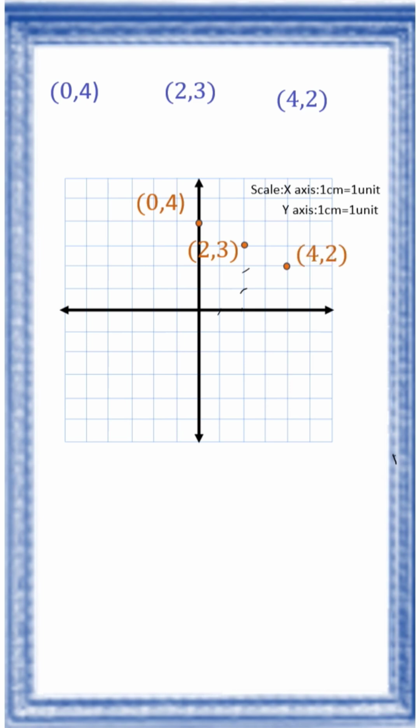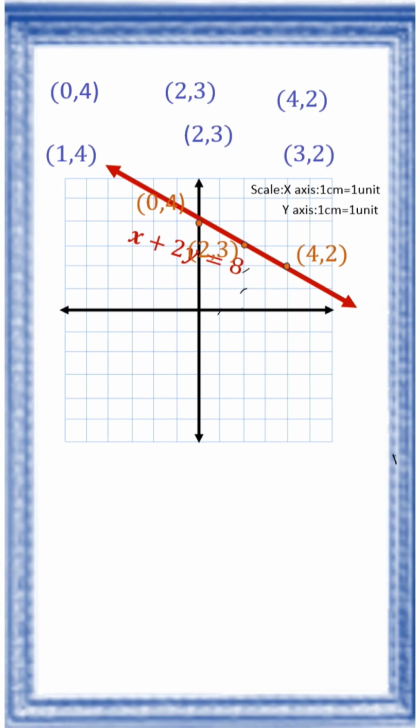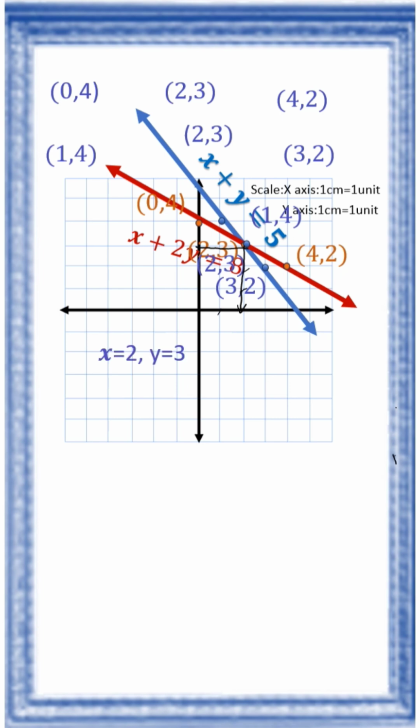Join the points with the line that passes through all the points. This represents the equation x plus 2y is equal to 8. 1, 4, 2, 3, 3, 2 are the coordinates of the second equation. Let us represent it in the graph sheet. Now join the points with the line which represents the equation x plus y is equal to 5. Here both lines intersect. Here x is equal to 2, y is equal to how much? 3. So now x is equal to 2, y is equal to 3 is the solution of the equations.